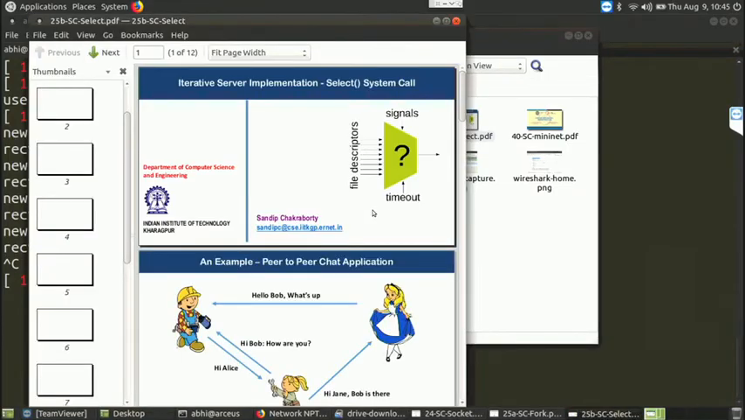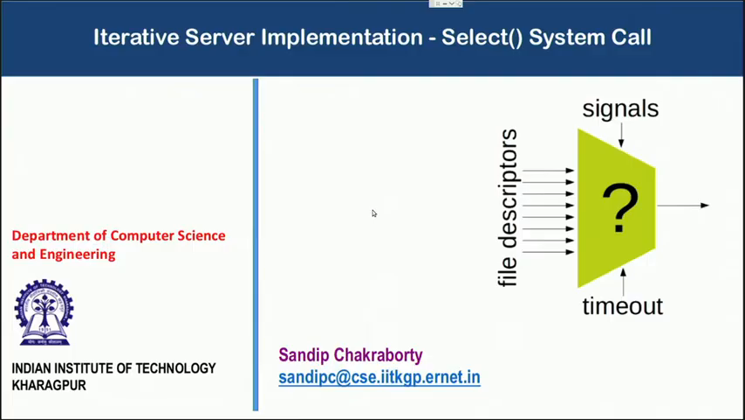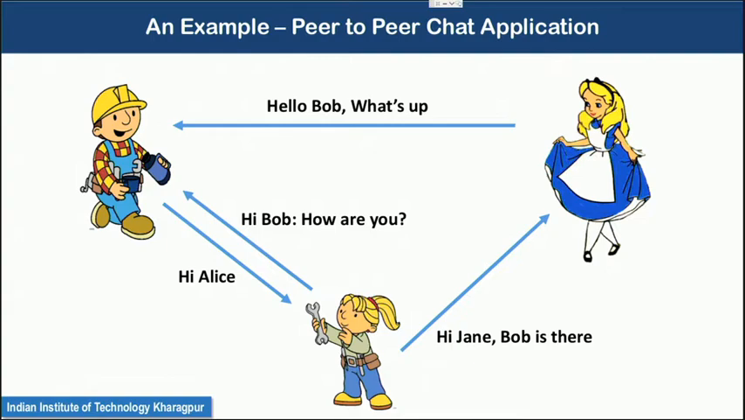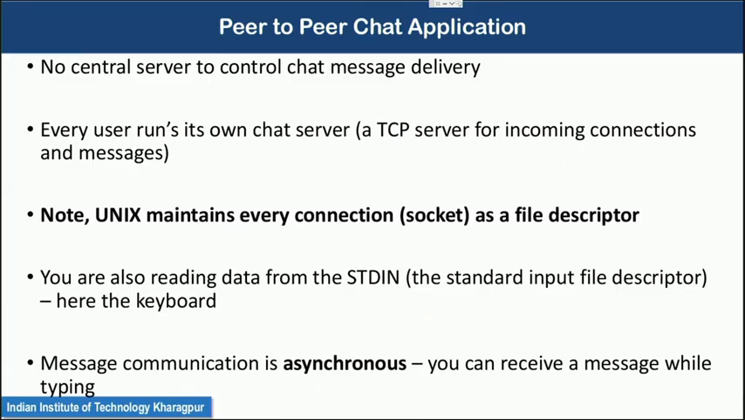Okay. So, what we have seen till now is that we can do a kind of concurrent server implementation. Now, think of an application like a peer-to-peer chat application. Multiple people want to send or receive messages to each other. In this case, we do not have any central server to control the chat message delivery. Every user runs its own chat server. That means it runs a TCP server for incoming connections and messages.